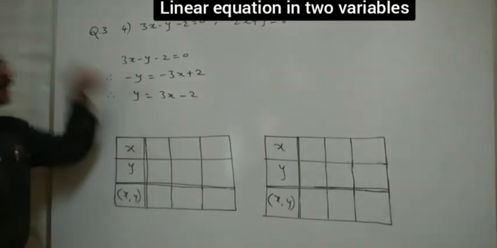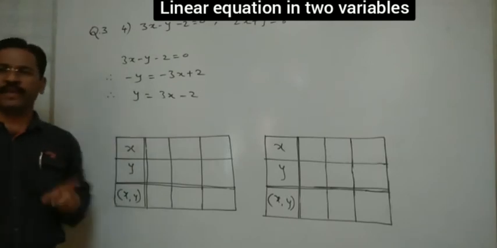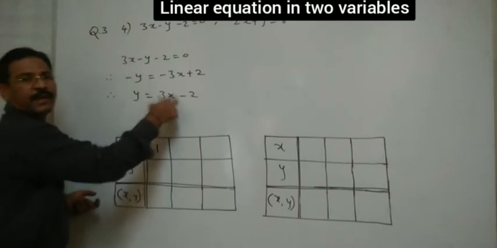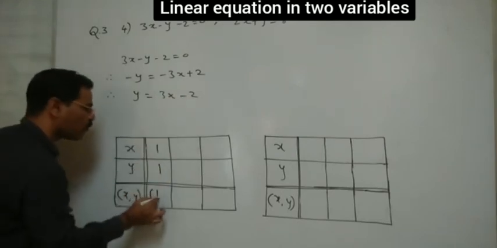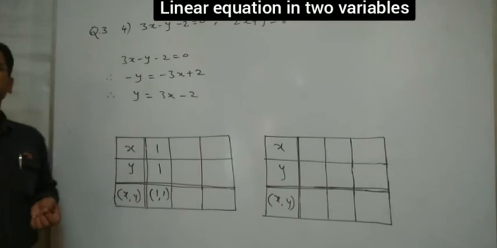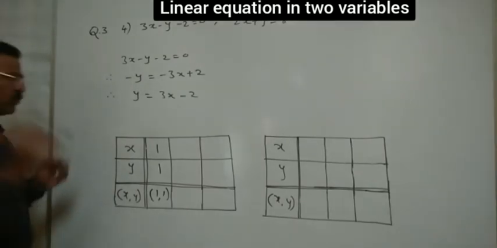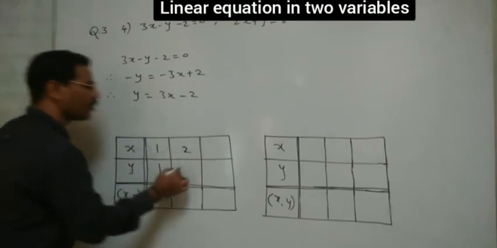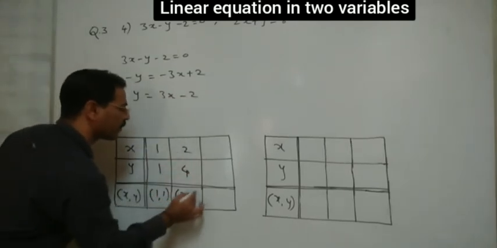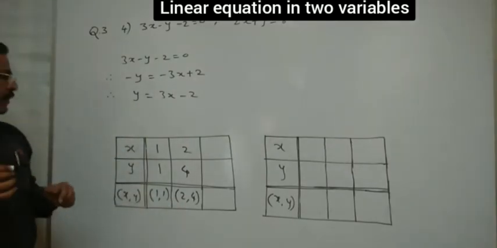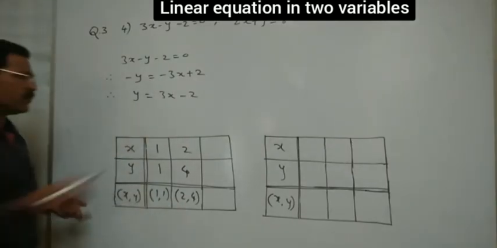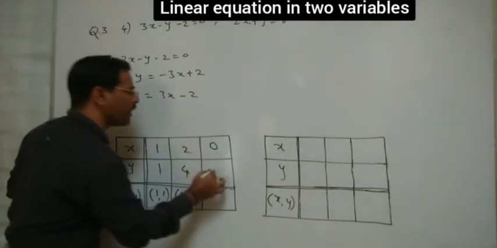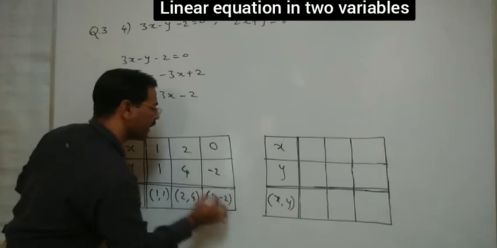Now we can put any value of x here. May I put 1? 3 ones are 3, 3 minus 2 is 1. So here it is (1, 1). Then next, if we put 2, 3 2s are 6, 6 minus 2 is 4. Then we'll take 0. You can put 0 also. 3 times 0 is 0, 0 minus 2 is minus 2. Like this.